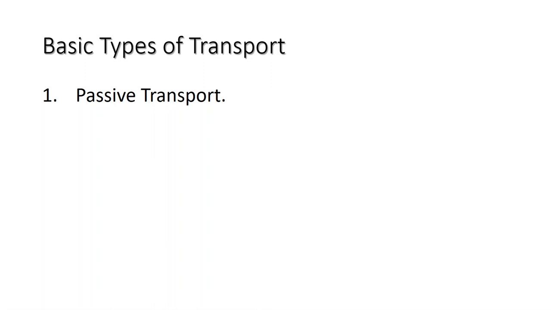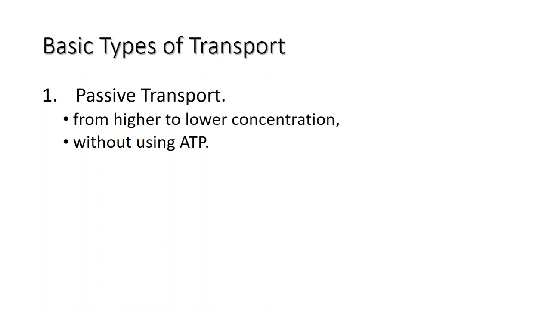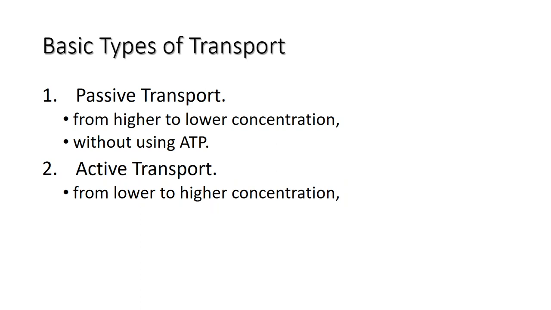Passive transport is the movement of substances across the membrane from an area of higher concentration to lower concentration without the expenditure of cellular energy. In contrast, active transport is the movement of substances across the membrane from an area of lower concentration to higher concentration using energy from adenosine triphosphate.